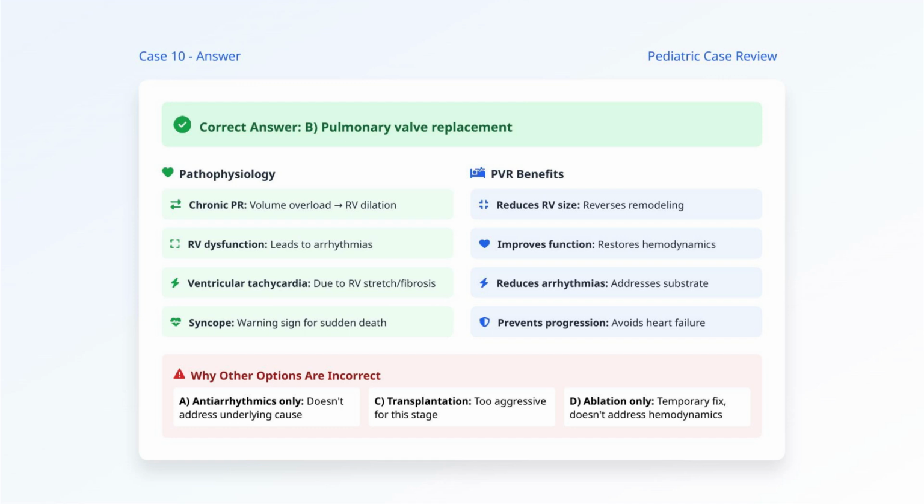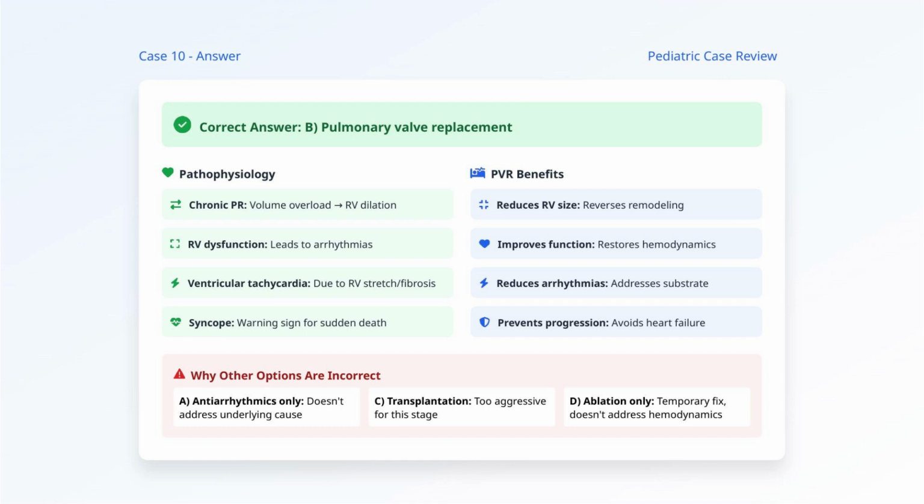The correct answer is B. Pulmonary valve replacement is the most appropriate next step in management. This patient has severe right ventricular dilation and dysfunction resulting from chronic pulmonary regurgitation, which is the underlying cause of his ventricular arrhythmias. Addressing the hemodynamic problem with pulmonary valve replacement can reduce arrhythmia burden by reducing right ventricular size and improving function. Antiarrhythmic medication alone would not address the underlying hemodynamic issue and has limited long-term efficacy.